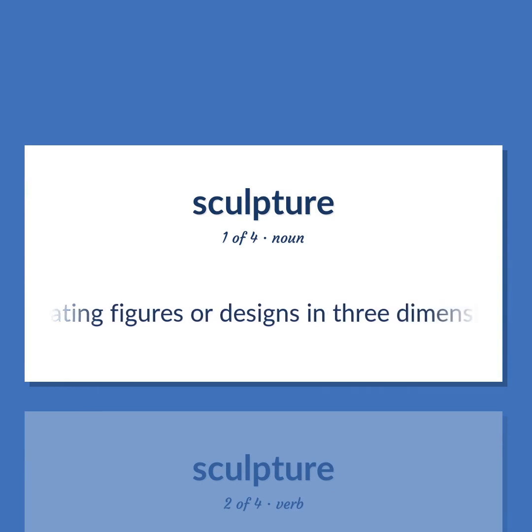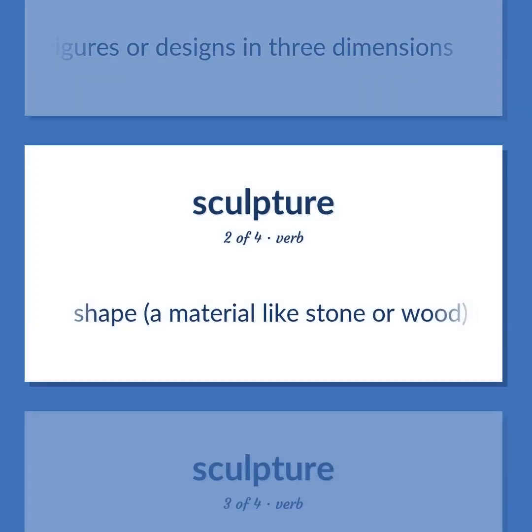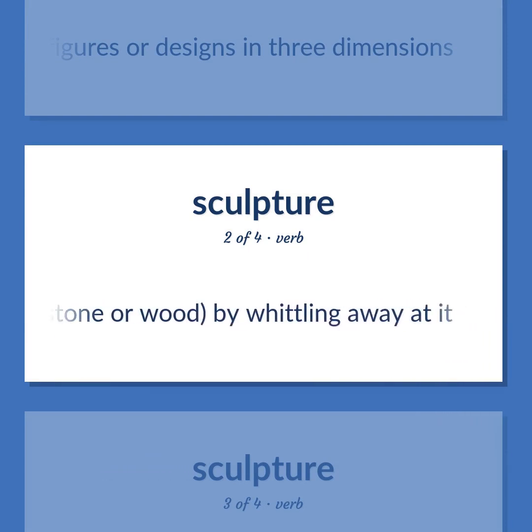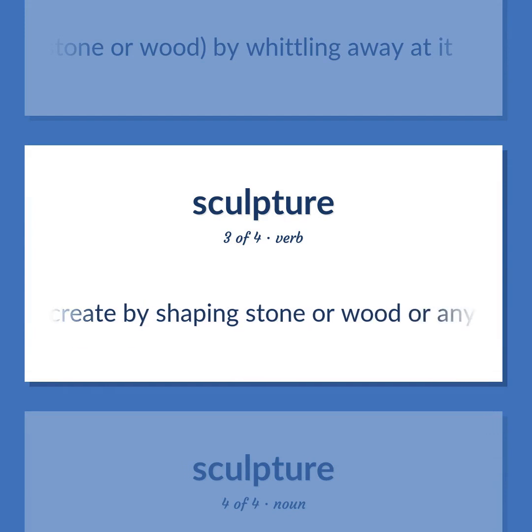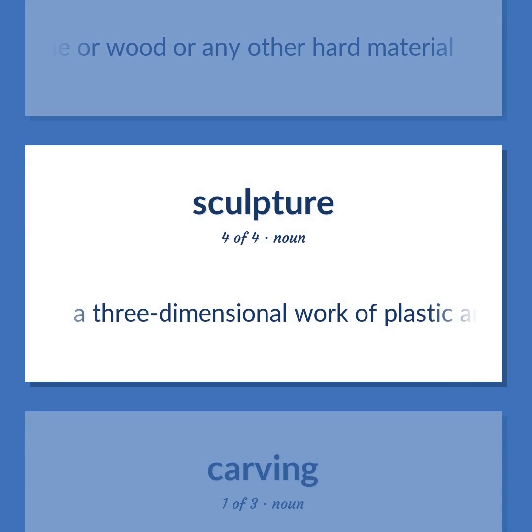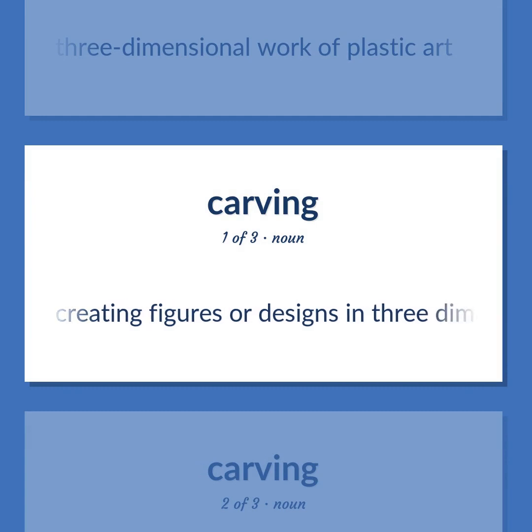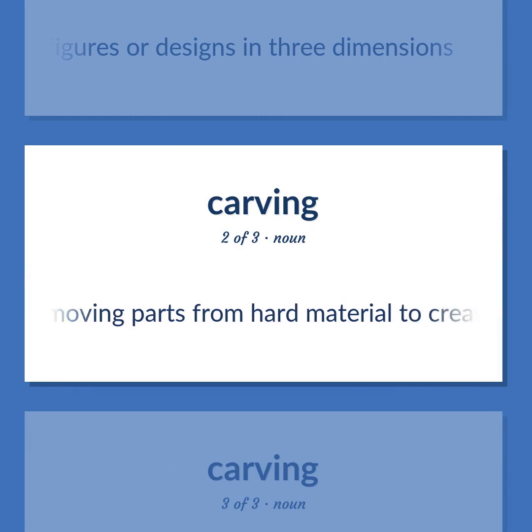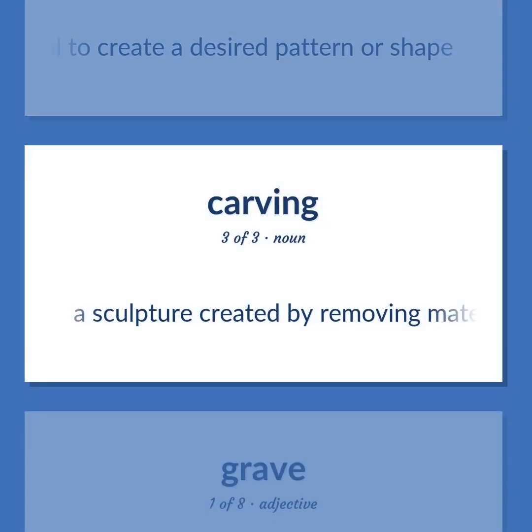Creating figures or designs in 3 dimensions. Shape a material like stone or wood by whittling away at it. Create by shaping stone or wood or any other hard material. A 3-dimensional work of plastic art. Removing parts from hard material to create a desired pattern or shape. A sculpture created by removing material, as wood or ivory or stone, in order to create a desired shape.